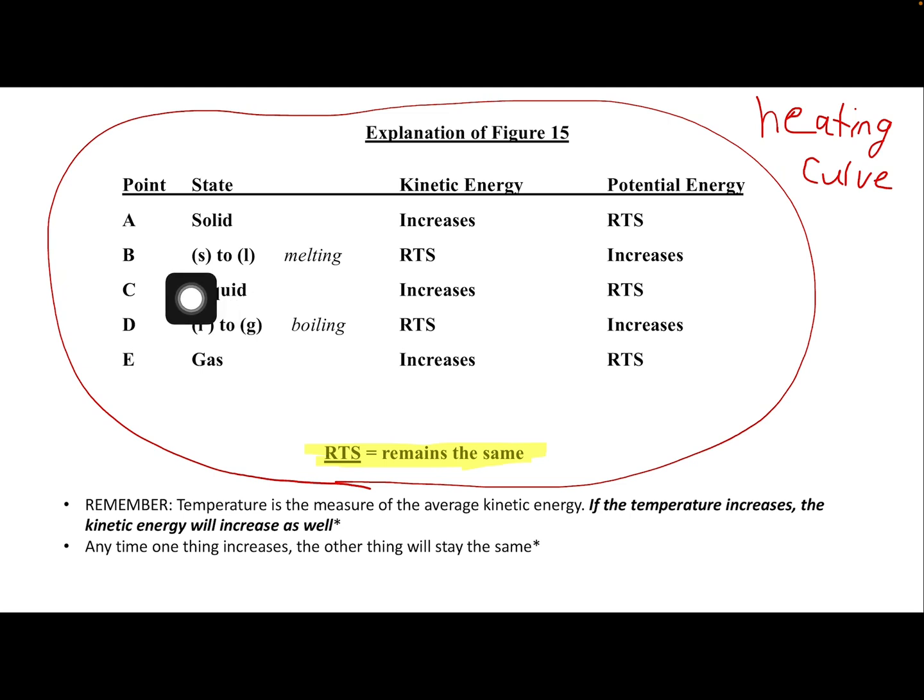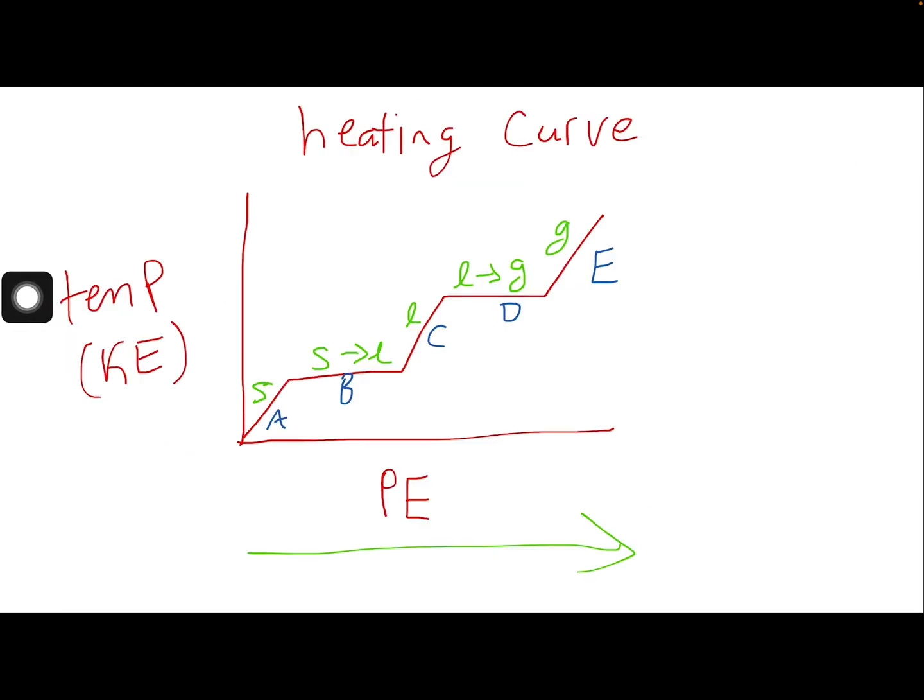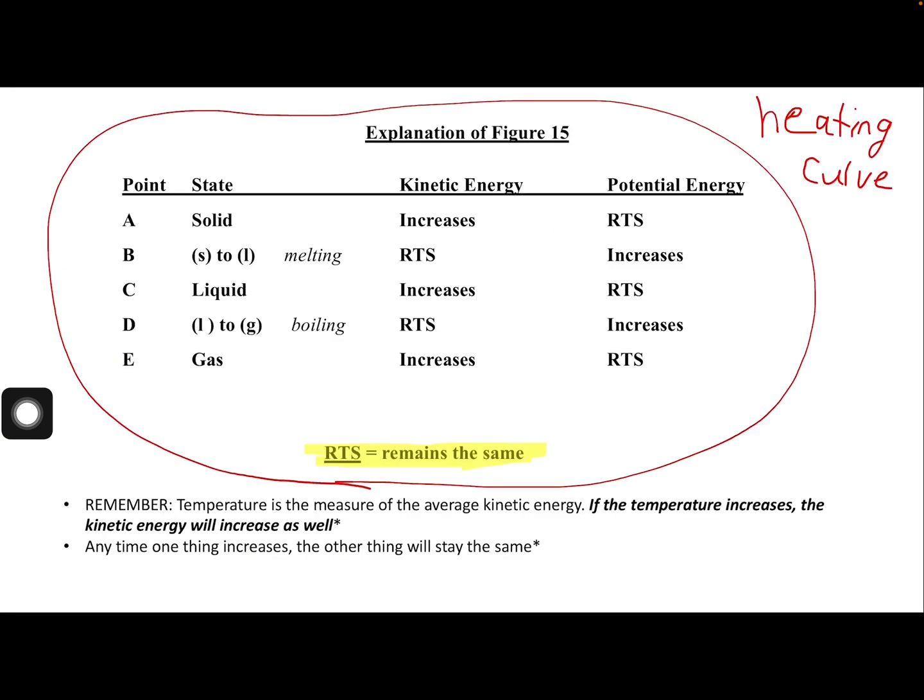Now during your phase change from solid to liquid, location B, as you can see, the temperature is not changing. So because our temperature remains the same, that means our kinetic energy is also going to have to remain the same. Meanwhile, our potential energy, because one is not changing, the other one is going to change. So potential energy will increase in this case.